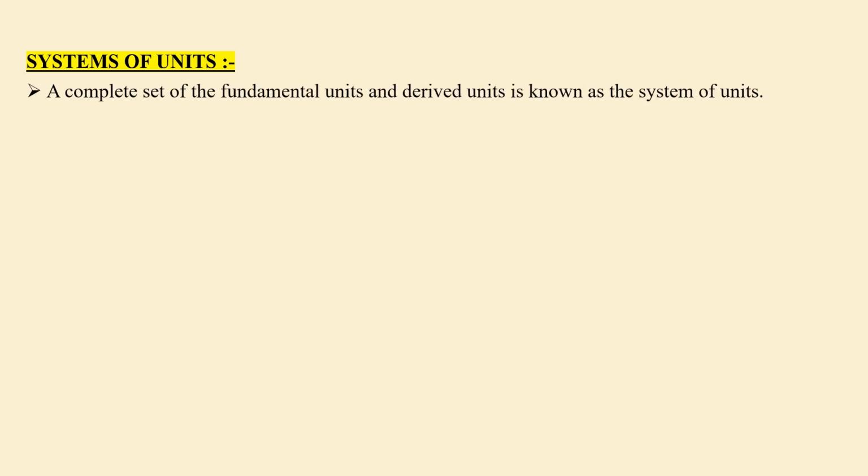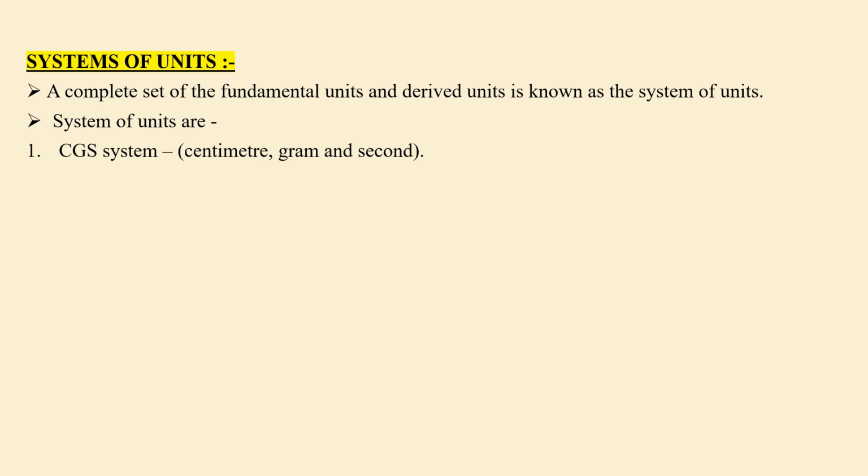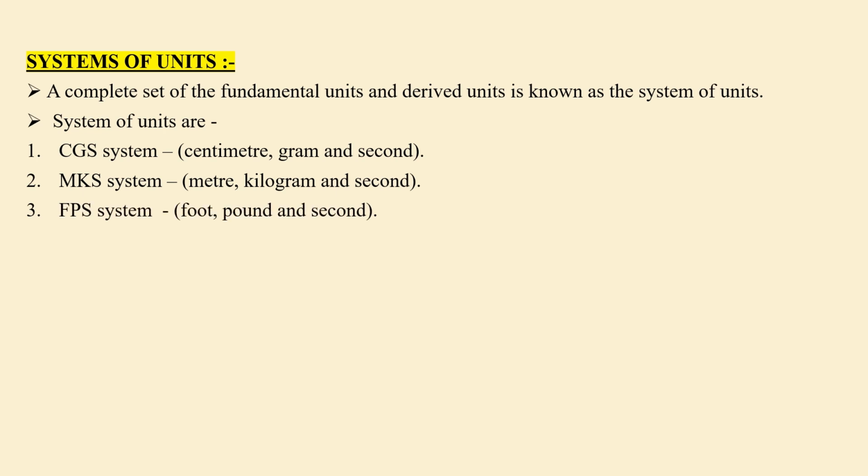Now look at systems of units. A complete set of the fundamental units and derived units is known as the system of units. Here mainly 4 types of system of units are there. They are: 1. CGS system. Means centimeter, gram and second. 2. MKS system. Means meter, kilogram and second.